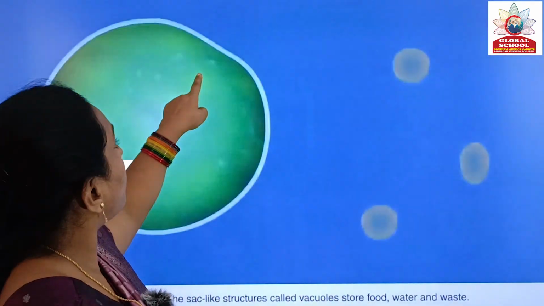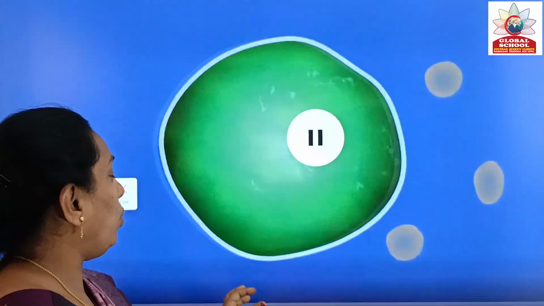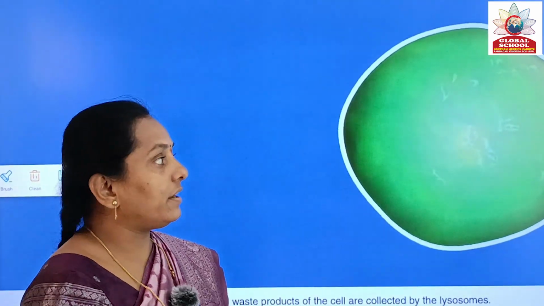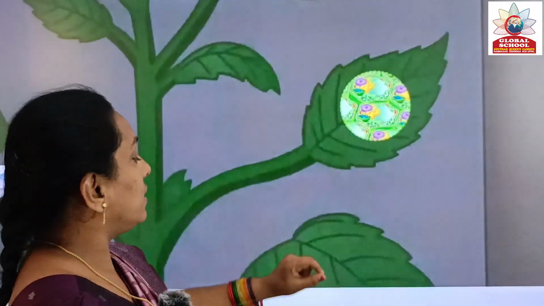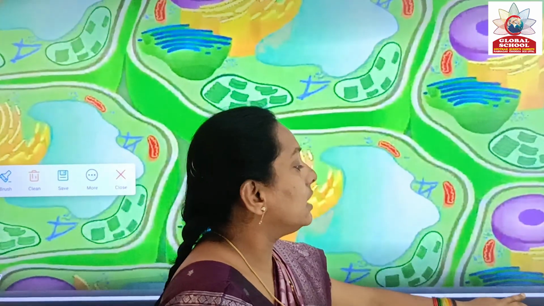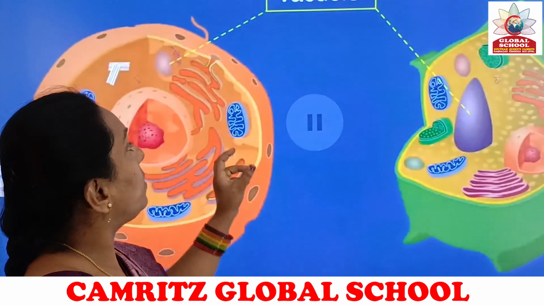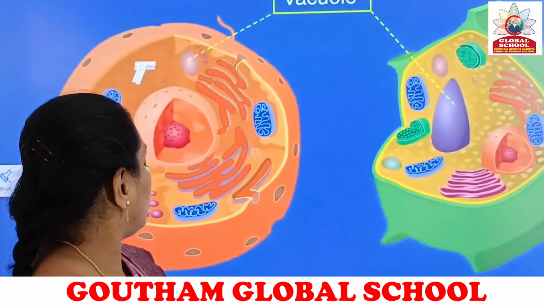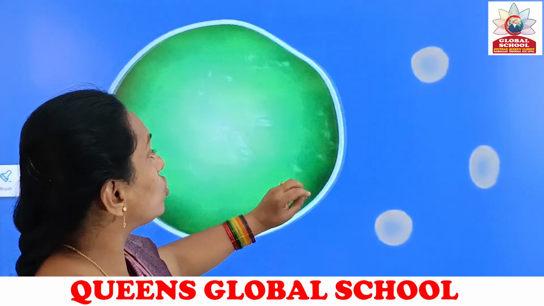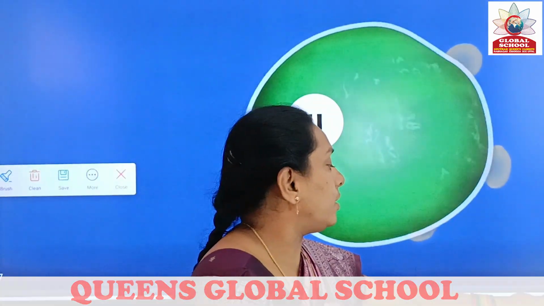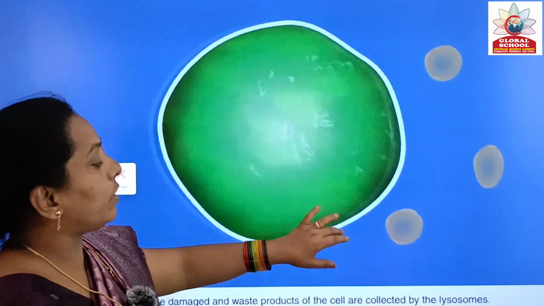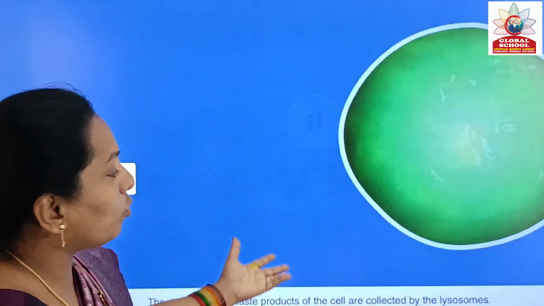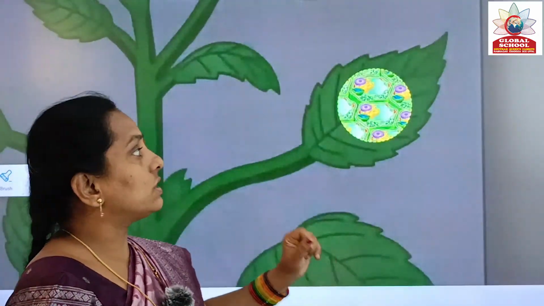And this purple one is called the vacuole. See, as in our body, waste will be generated. First, the waste will be generated in the small cells. In those cells, the waste will be collected, and the vacuole helps to store the food and water in the cell, and the waste will be removed by the lysosomes.